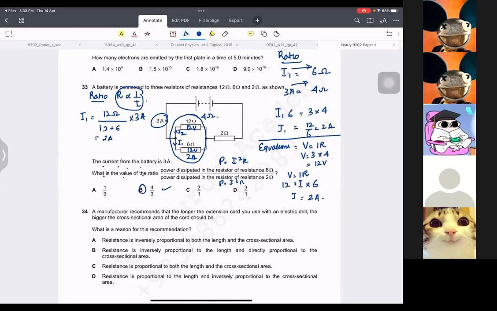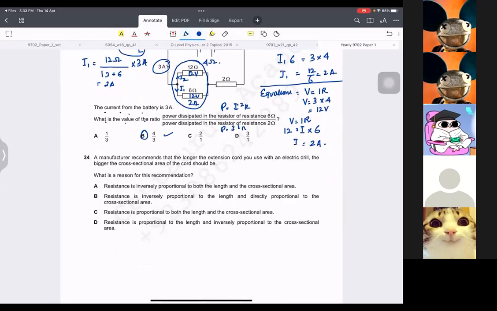Please do. The manufacturer recommends that the longer the extension cord you use with an electric drill, the bigger the cross-sectional area of the cord should be. What is the reason for this recommendation? Because resistance is inversely proportional to area. That's why. Resistance is proportional to length and inversely proportional to cross-sectional area. That is correct.